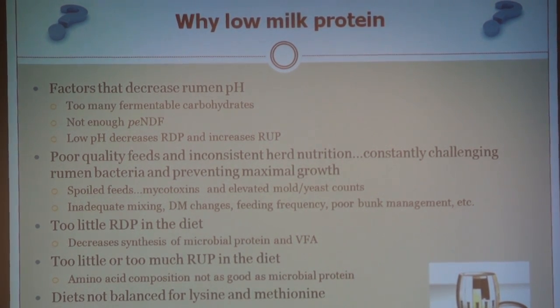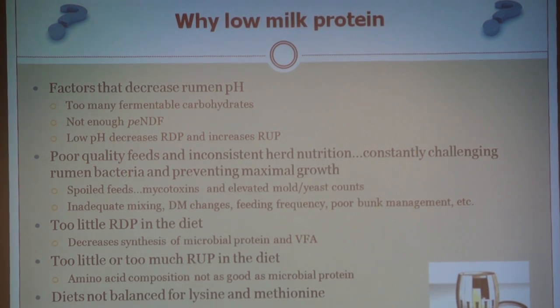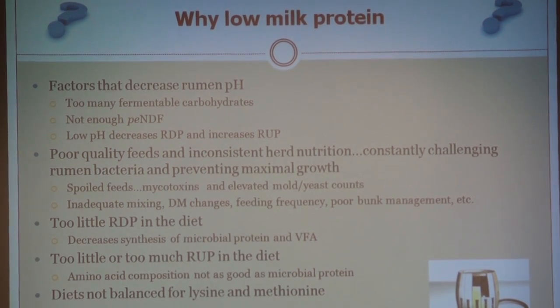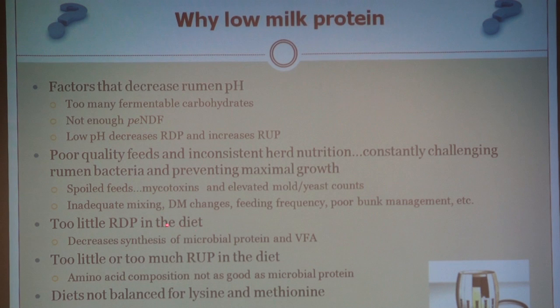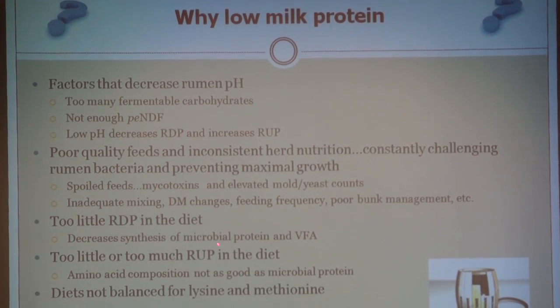They can manage a little inconsistency because they have a rumen buffer there. But after a while, you can challenge that to the point where it can't react. So if your milk comps are jumping up and down, there is some problem with feeding management here. And you can see some here on the list. Too little RDP in the diet. Well, that's going to strangle the rumen, strangle rumen bacteria, and decrease synthesis of microbial protein and VFAs.